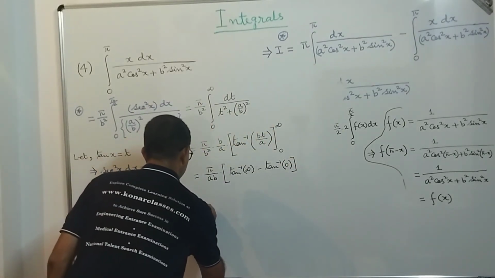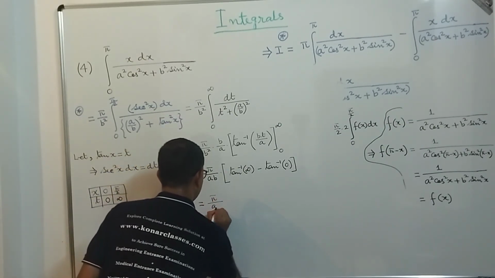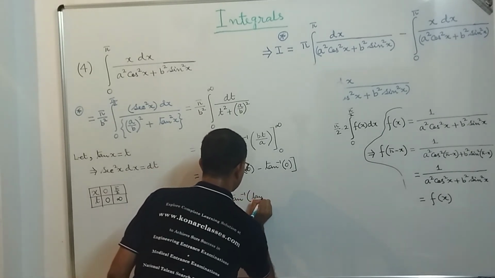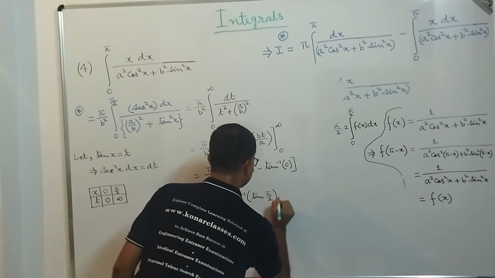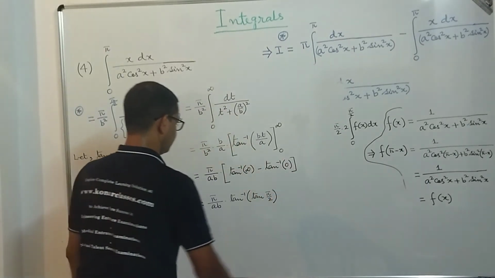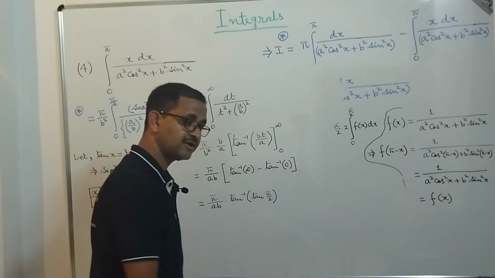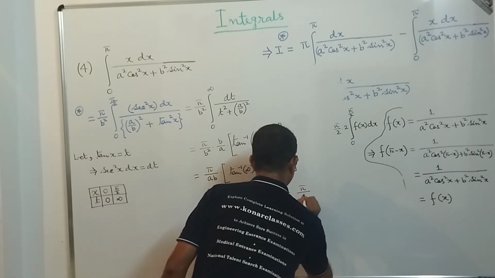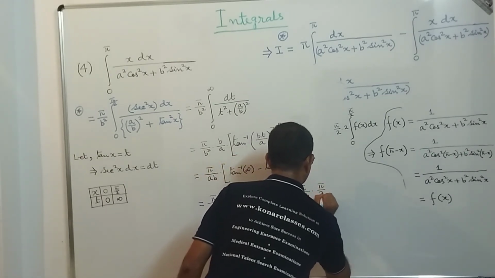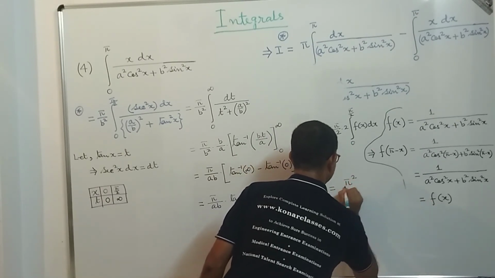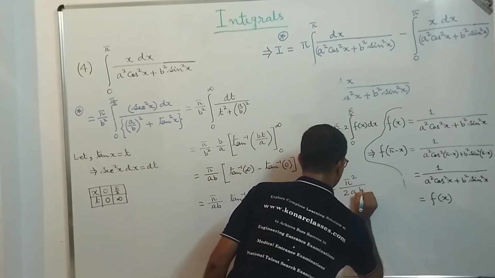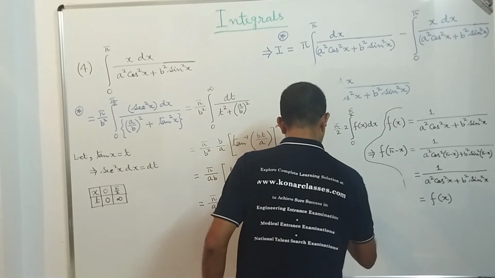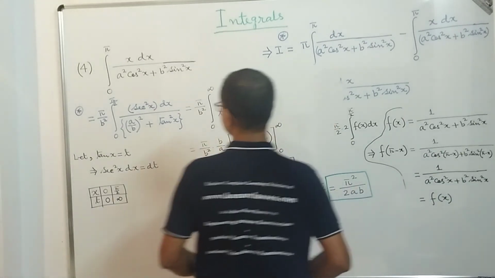So that is equal to what, dear students? Pi by ab into tan inverse of tan pi by 2, correct, and minus this is 0, so I am not considering this one. Tan inverse of tan pi by 2 means what, dear students? Pi by 2. So this is equal to pi by ab into pi by 2. So we get the value of the integration as pi square by 2 into a into b, and this is the value of the integration.